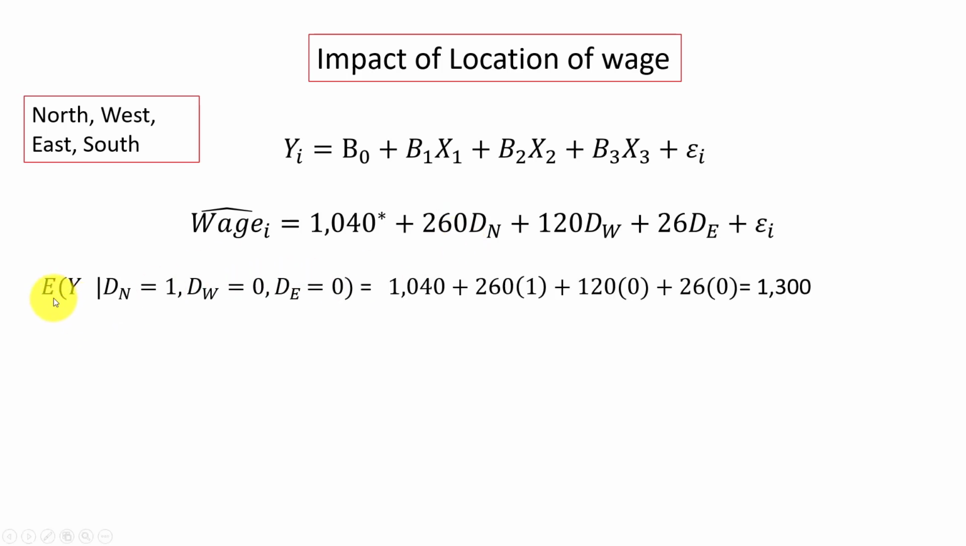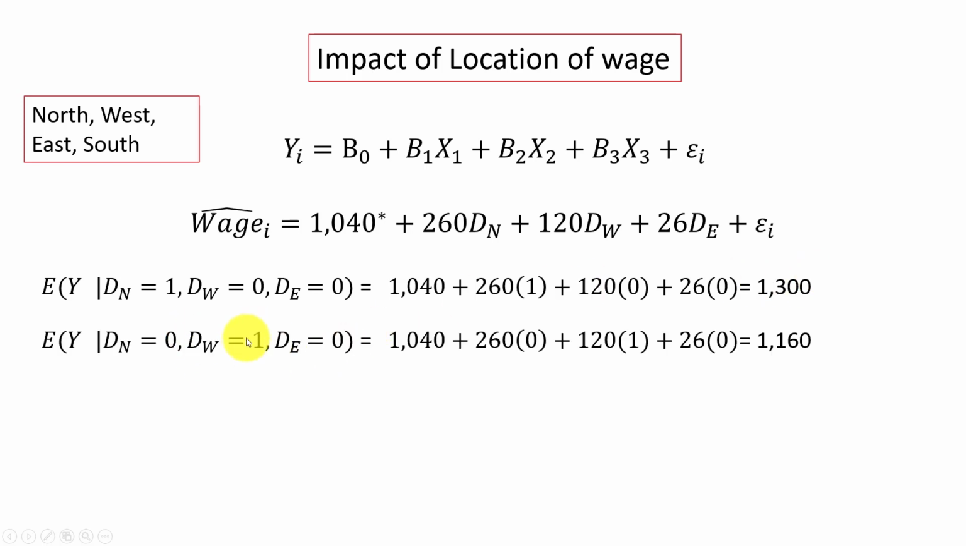Now, if we wanted to understand the estimated values, the estimated wages for a person working in north, that's why we have assigned a value of 1 to dn and 0 to the others. So that would be 1040. We have simply copied it over here, and we have replaced the values of the dummy variables. So a person working in north would have 1040 plus 260 into 1, and the others would become 0. A person working in north would have expected wages of $1,300.